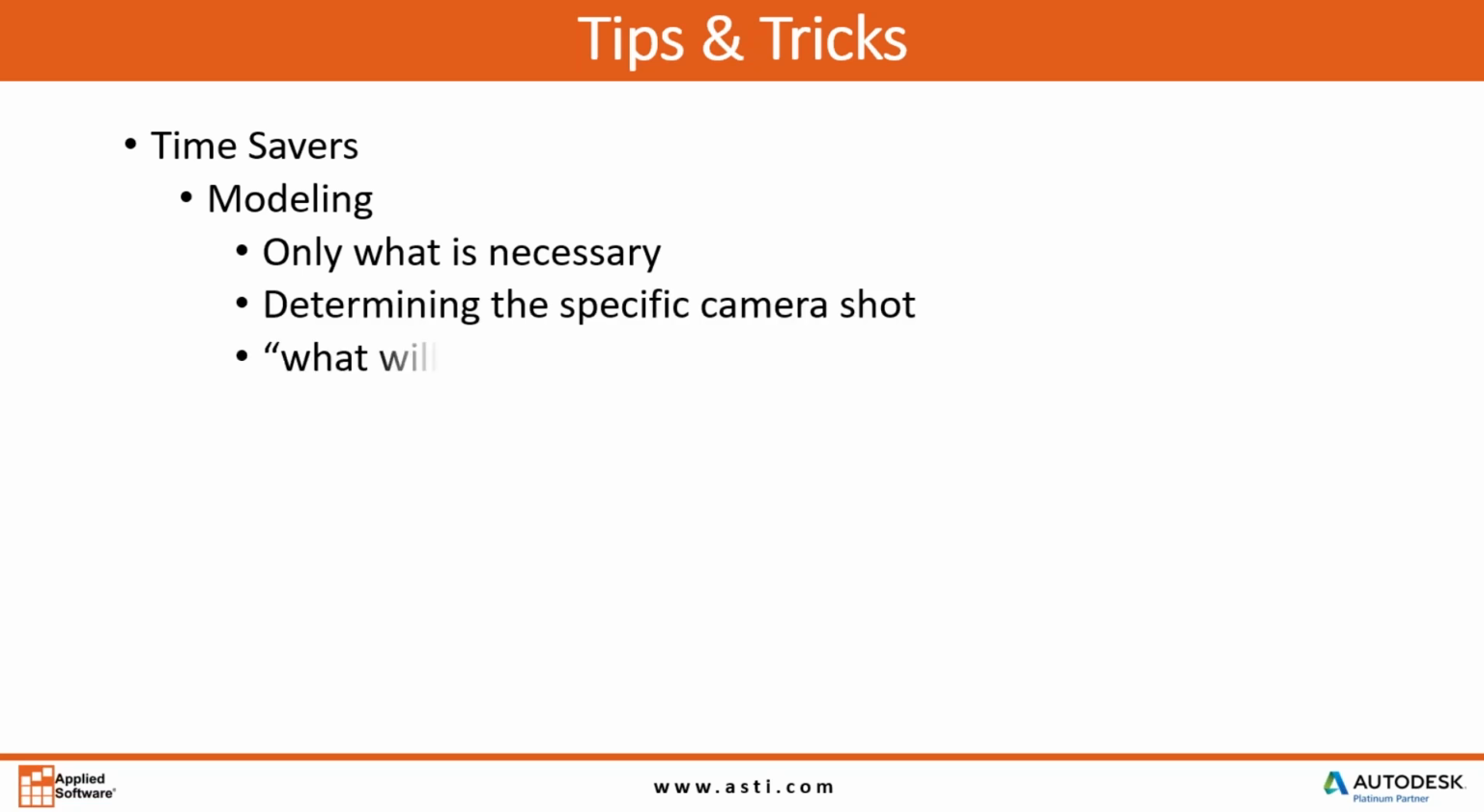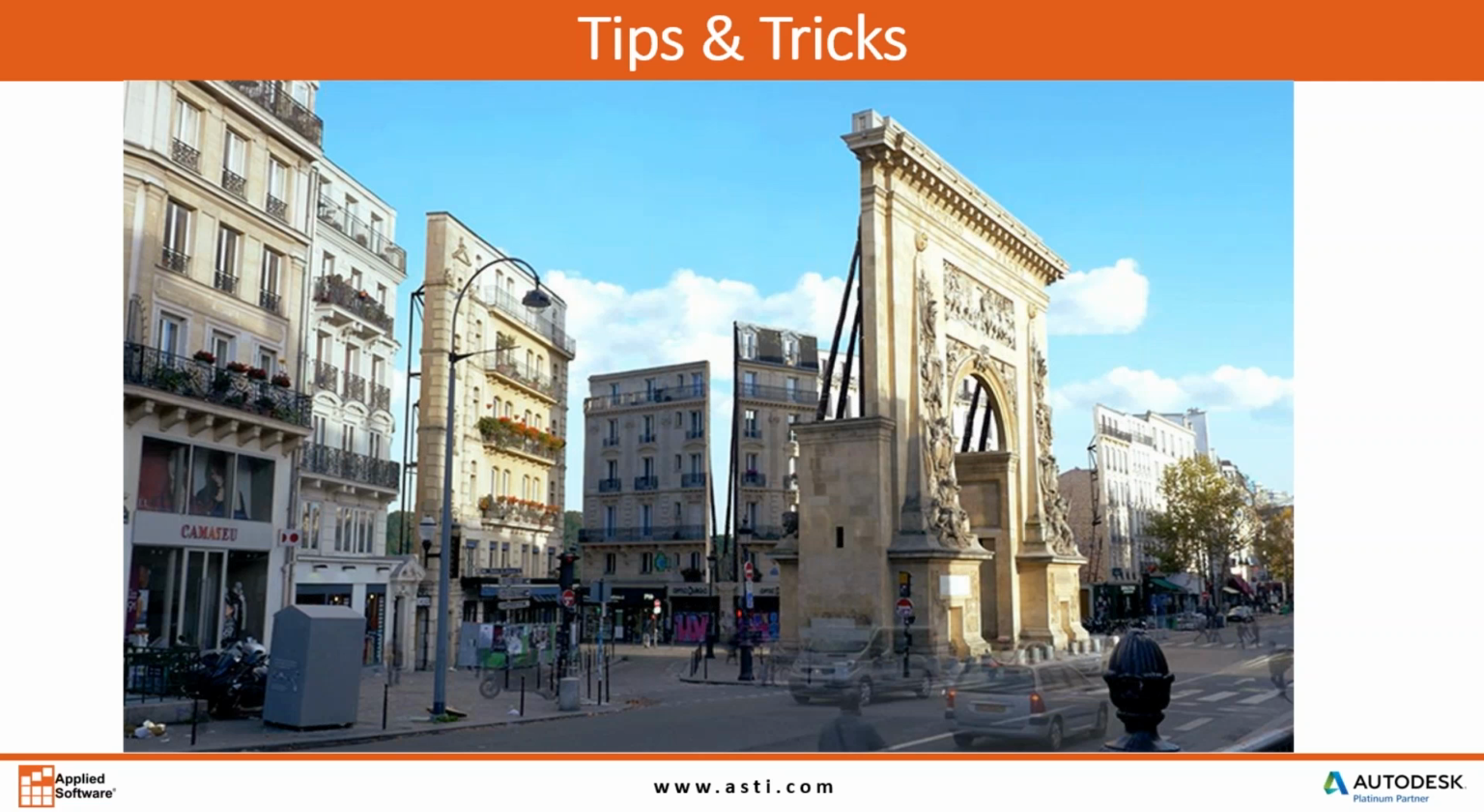And then, as I mentioned, determining the specific shot and what is going to be specifically seen. This is a good example of a movie set, and you can see the buildings behind these facades are just wood or metal structures keeping them up. But from the right camera angle, you'd never see that, and you'd never know that.